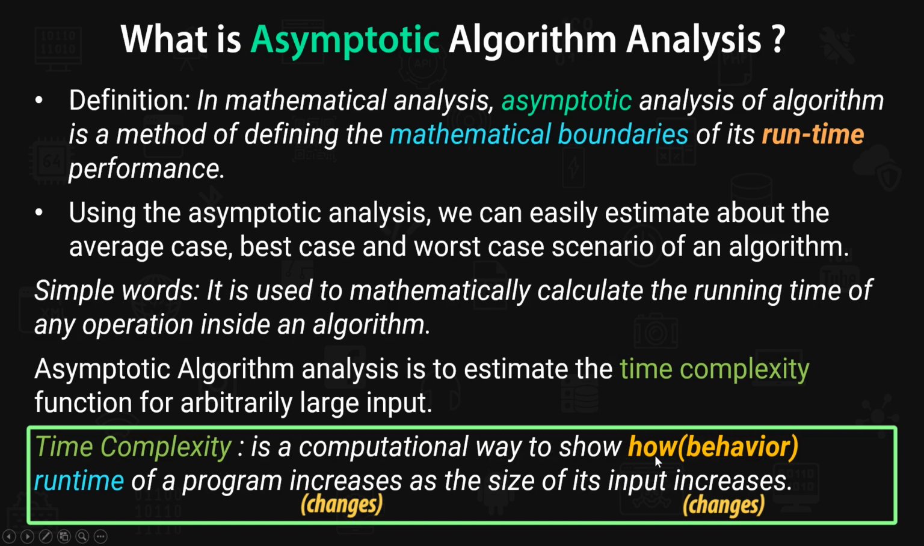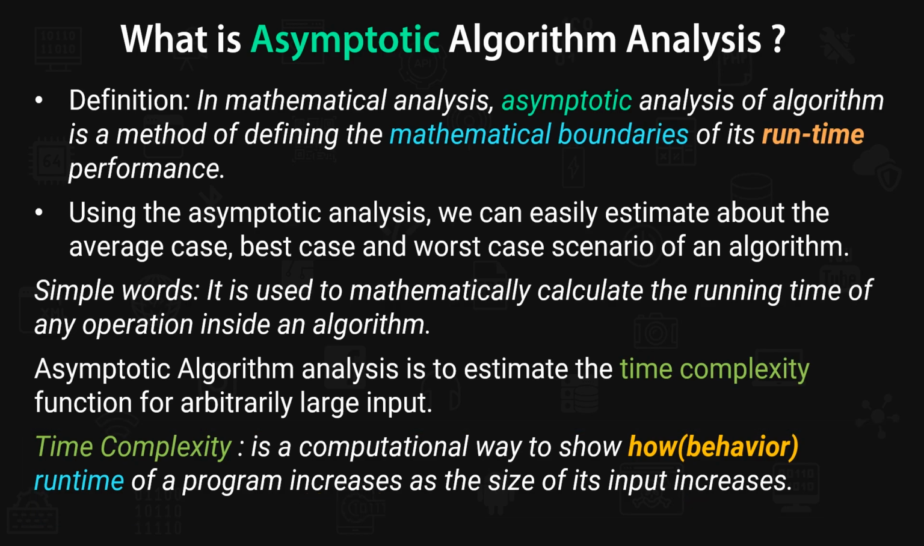So let's say there are 10 steps in an algorithm. For 10 steps, how many seconds or microseconds is the algorithm taking? If I double that, if I make 20 steps, is it increasing linearly or is it increasing exponentially, right? So that is what we are trying to find out. That is what asymptotic algorithm analysis is helping us do.